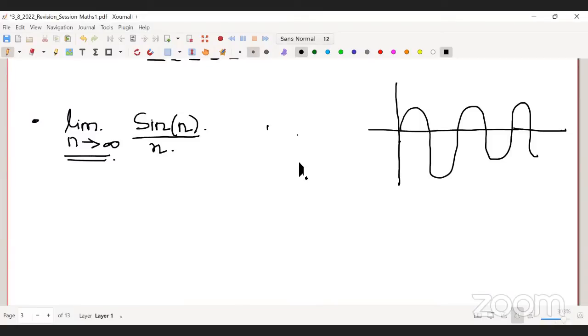The better way to see it is this sandwich thing. You have sine n, and you know that sine n is in between minus 1 and 1: it's less than or equal to 1, and always greater than or equal to minus 1. Instead of sine n, you want sine n by n, so we have to divide by n in all these three terms.